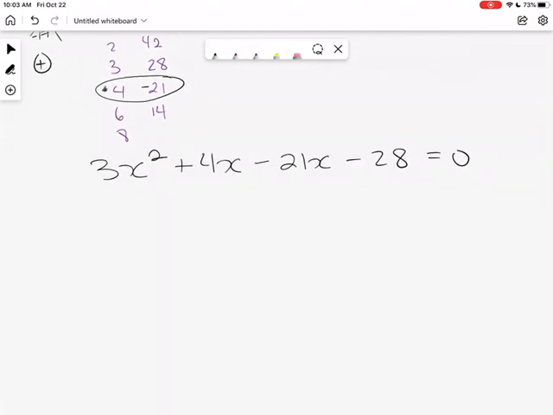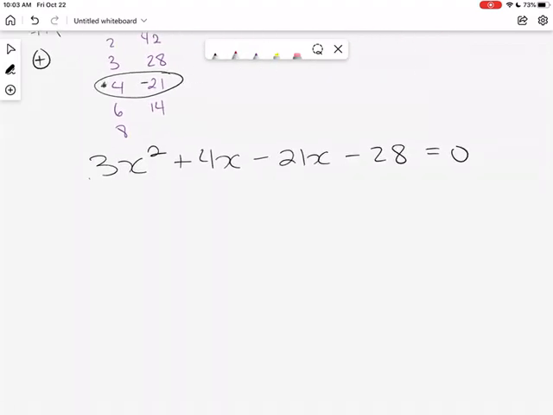So I'm going to keep that around. And now I can factor this. I can look at the first two terms and the last two terms. What's common between these two?